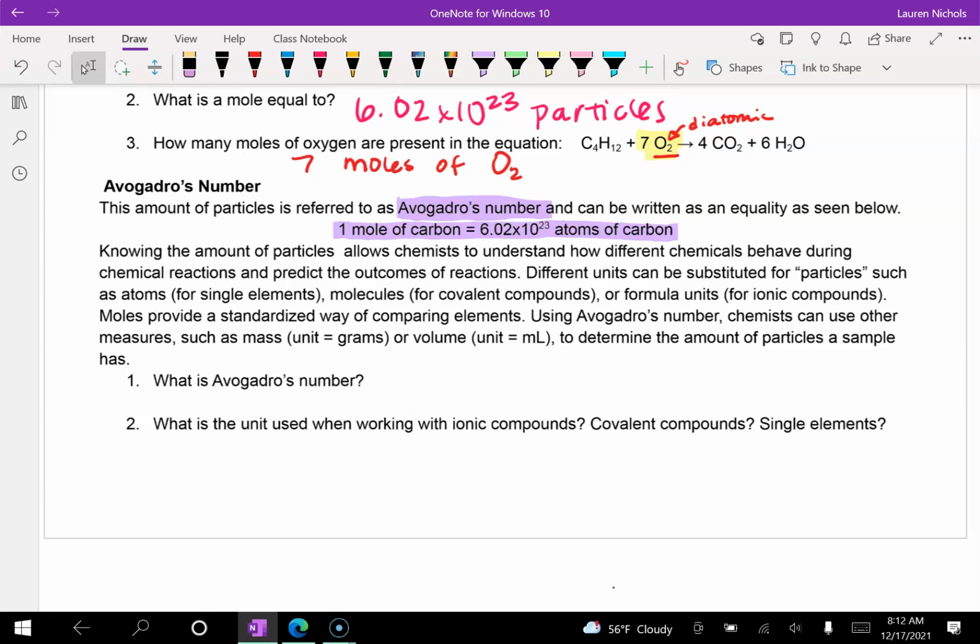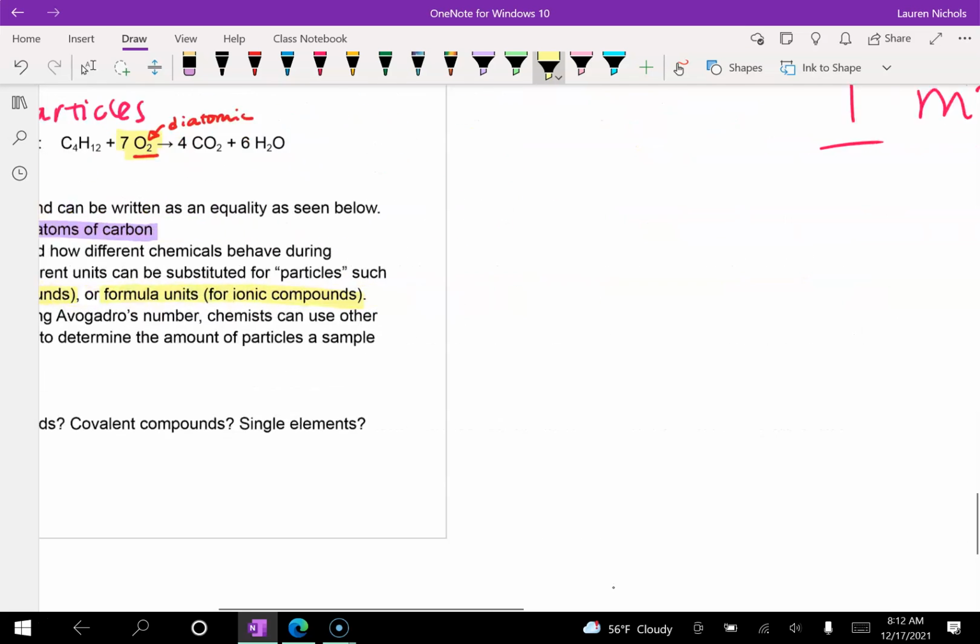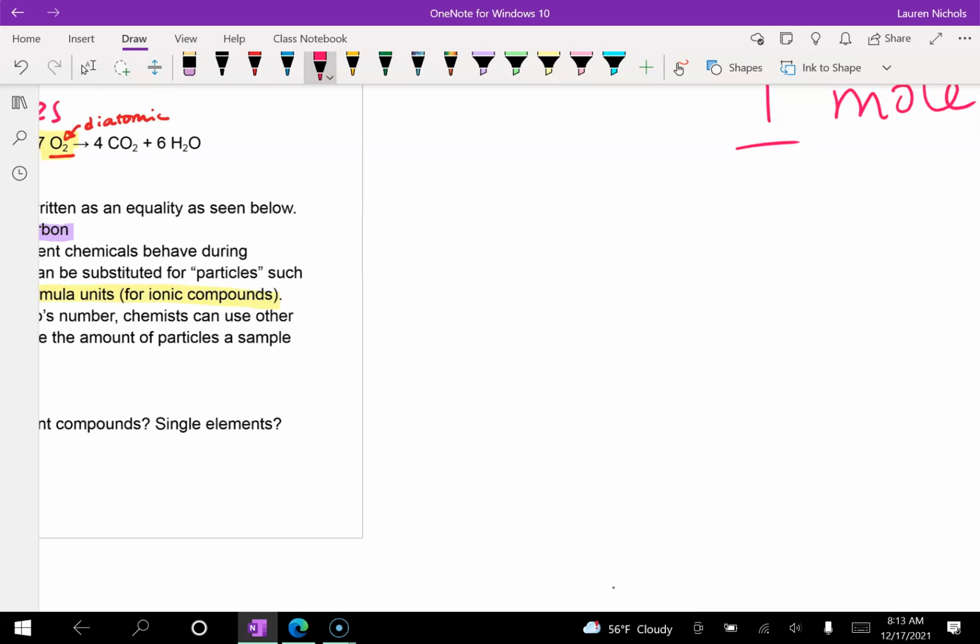And Avogadro's number is going to have different units that can be substituted for particles. Remember, particles just means science or like things. So sometimes for single elements, we talk about atoms, but for covalent compounds, we'll use the word molecules, or for ionic compounds, we'll use the word formula units. So remember, for example, I might say 4 atoms of silver, right, which is a single element. There's only one capital letter, so I use the word atoms.